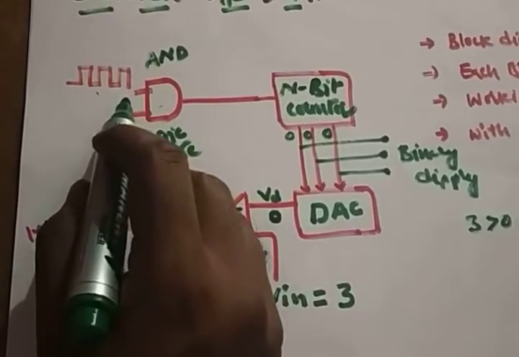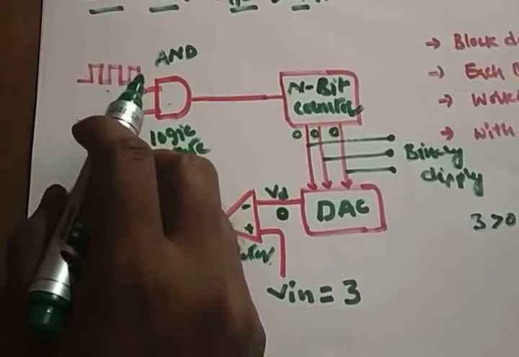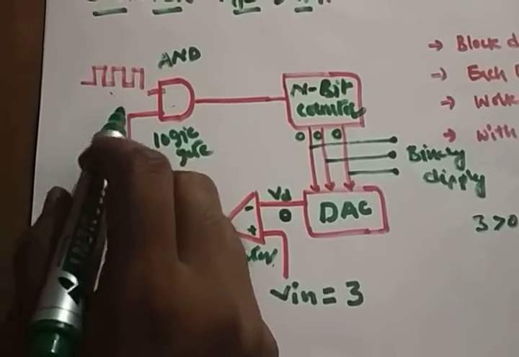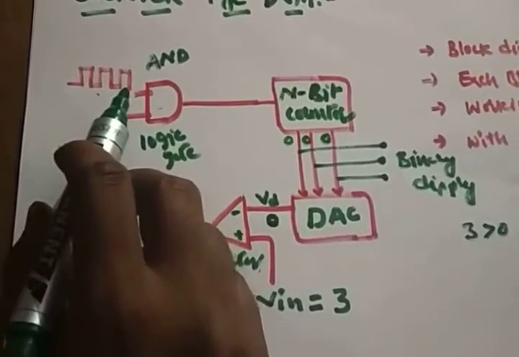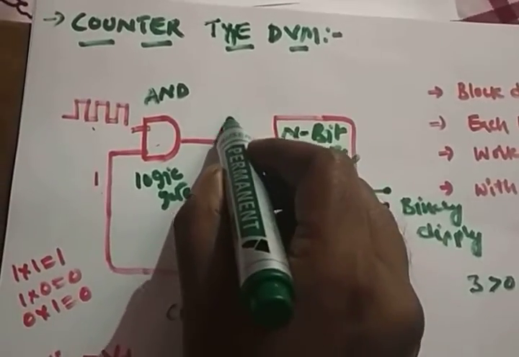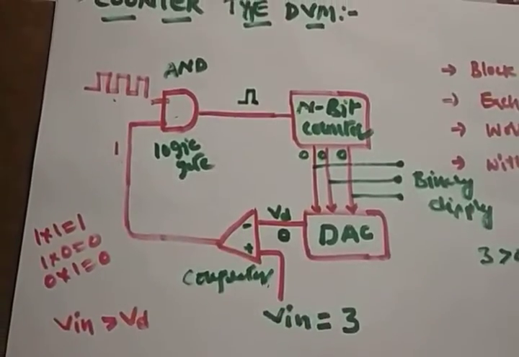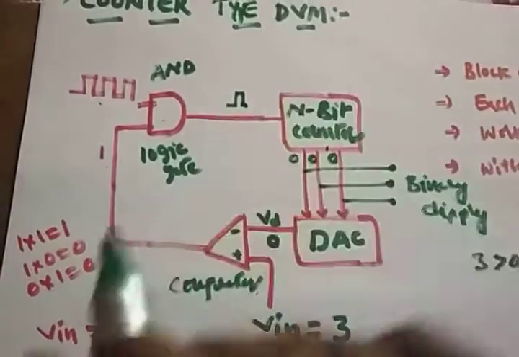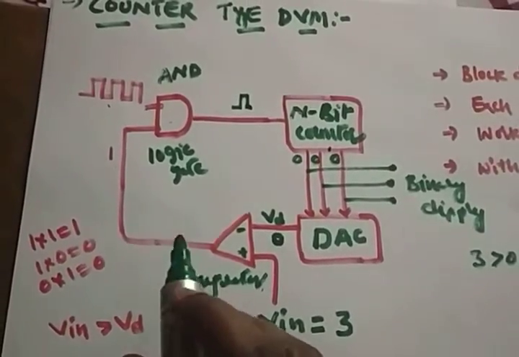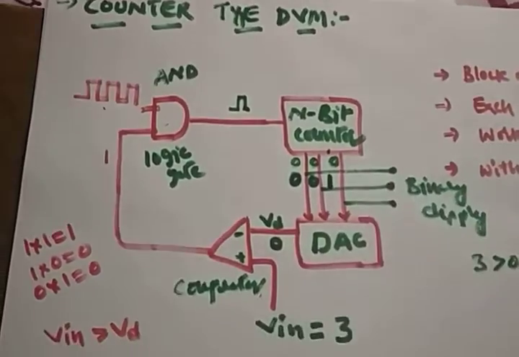It will set the AND gate, so it generates the clock pulses. One input of the AND gate is always high. The other input is also high. The AND gate will perform. It will send one clock pulse. Then the n-bit counter will count how many clock pulses. One clock pulse is there. Then it will give the display 0, 0, 1.